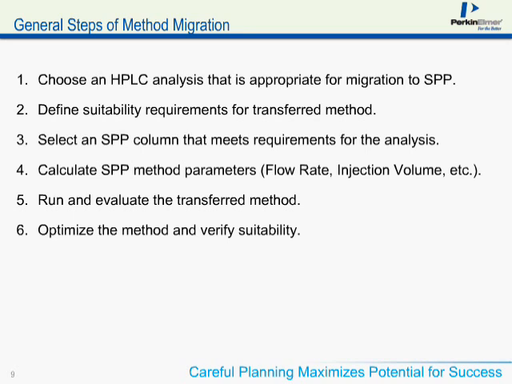Second, you've got to define your suitability requirements. In other words, what are my requirements that I want to have in my transferred method in terms of, say, resolution, linearity, limits of quantitation, and so forth. Once you've defined that, then you choose your SPP column, and we have some tools available to choose that column. And then we have some tools for calculating the method parameters, and there's generally 3 method parameters that need to change: the flow rate, the injection volume, and if you're doing a gradient, the gradient time. Then you can run and evaluate the transferred method, and finally optimize and verify your suitability.